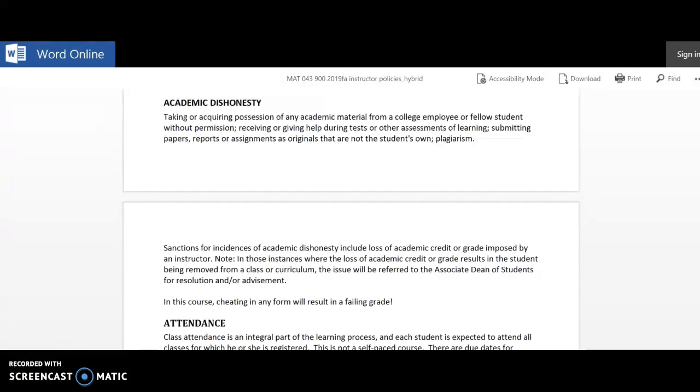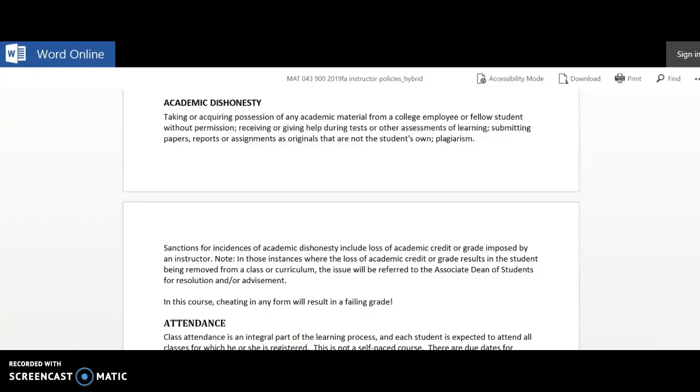Attendance. Make sure you read the policy that's located in your instructor's policies. If you're taking a 16-week class and you do not participate in the course for 2 consecutive weeks, then you will be withdrawn from the course. If you're taking either a 12 or an 8-week class and you fail to participate in the course for 1 consecutive week, then you will be withdrawn.